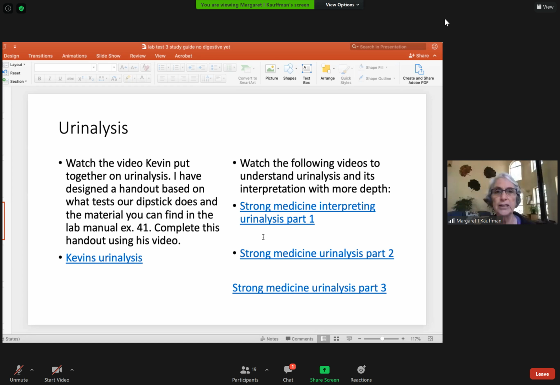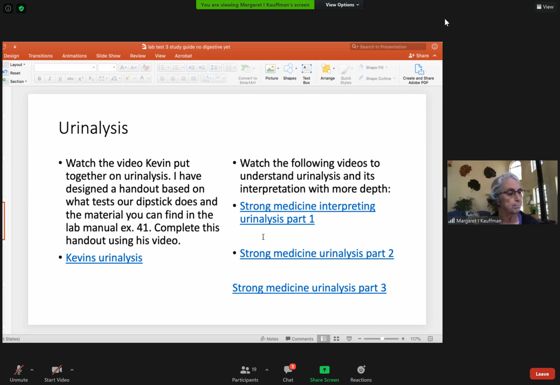pathologies of the body. So we talked a little bit today about creatinine levels being high if you have liver disease. You know probably that blood glucose would be high if you had diabetes. So those are common things that can affect the constituents of urine.